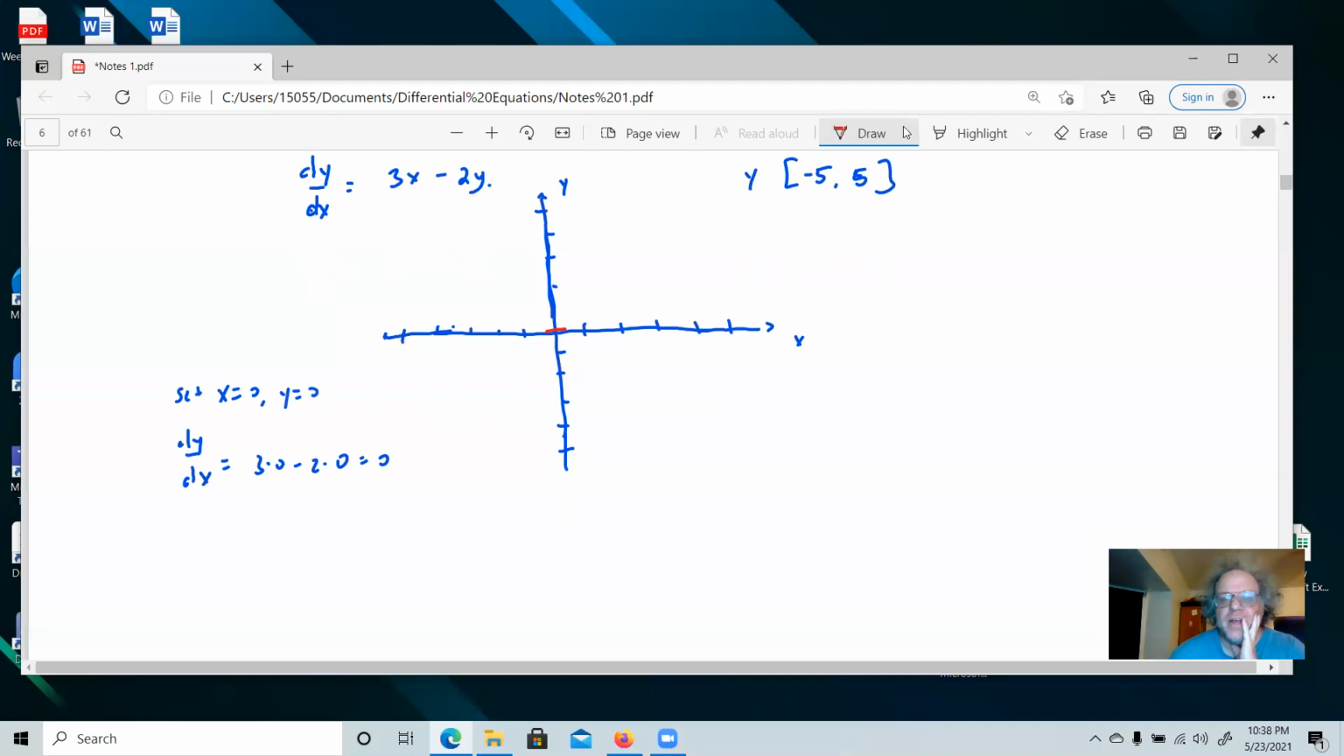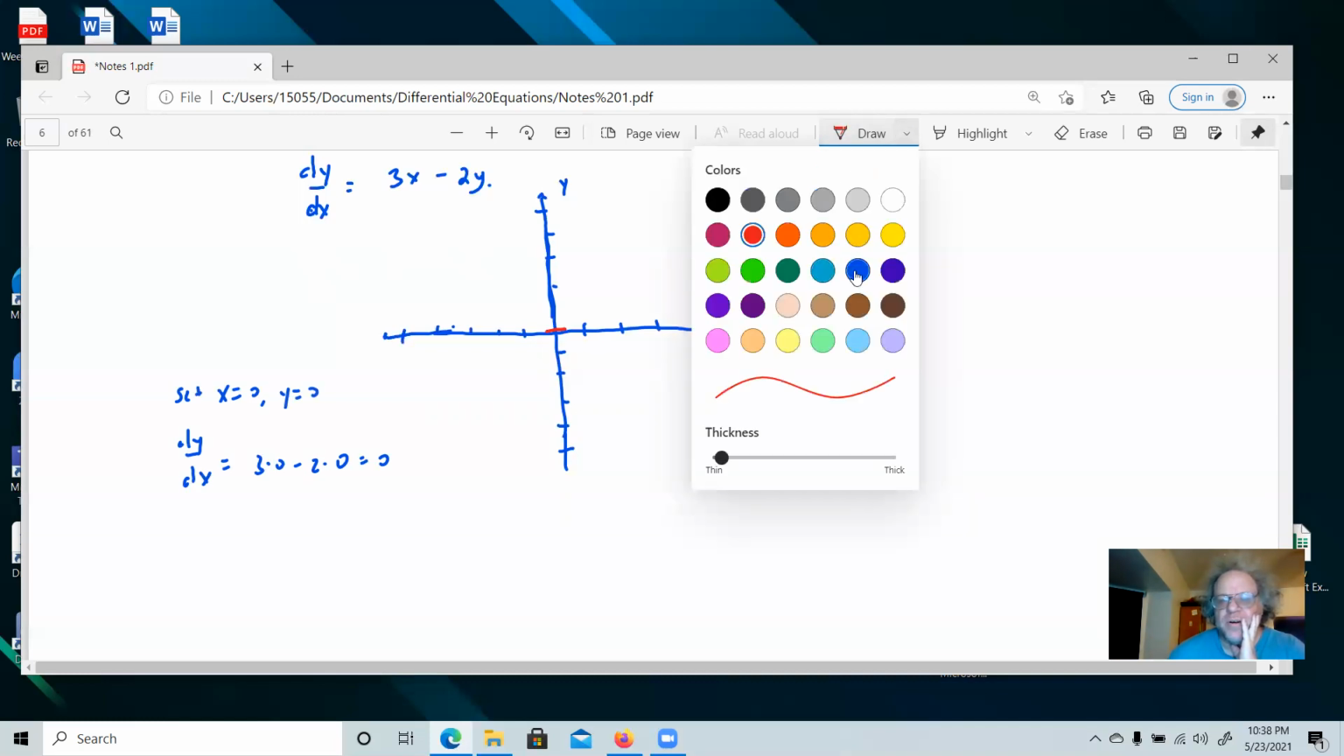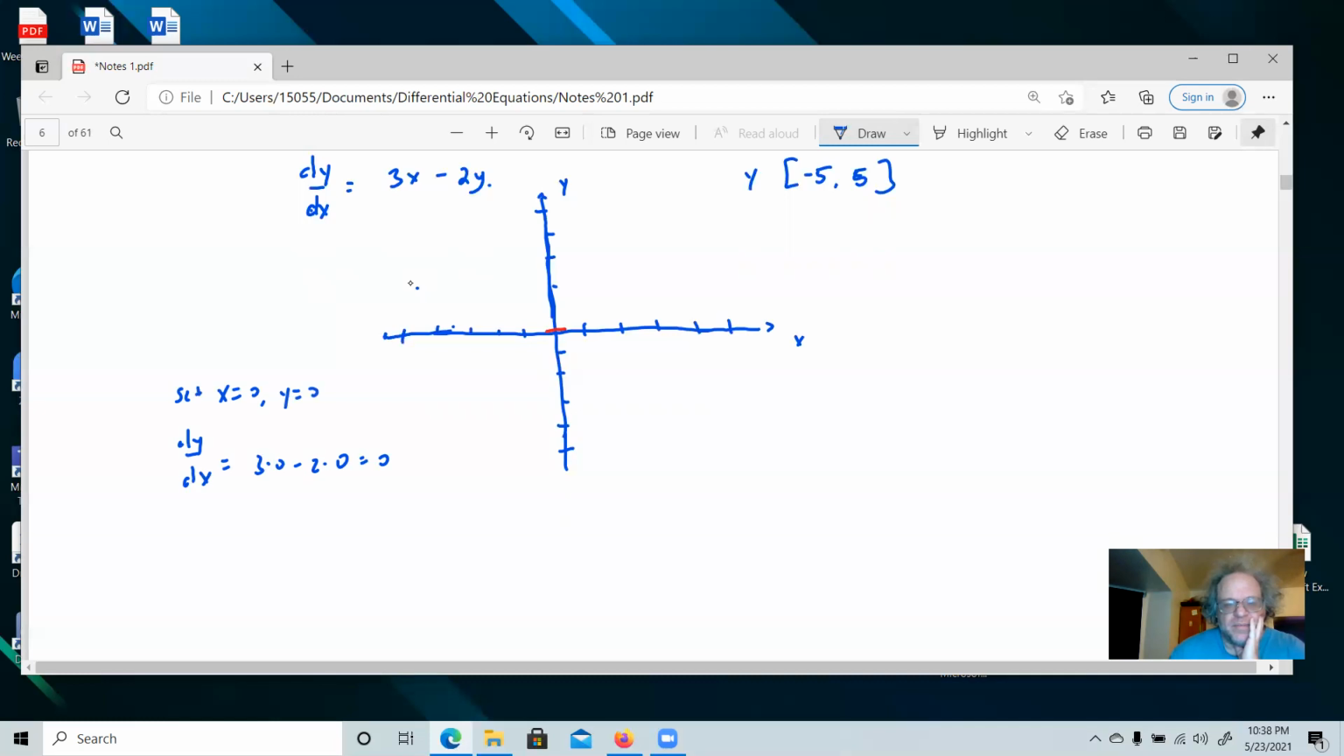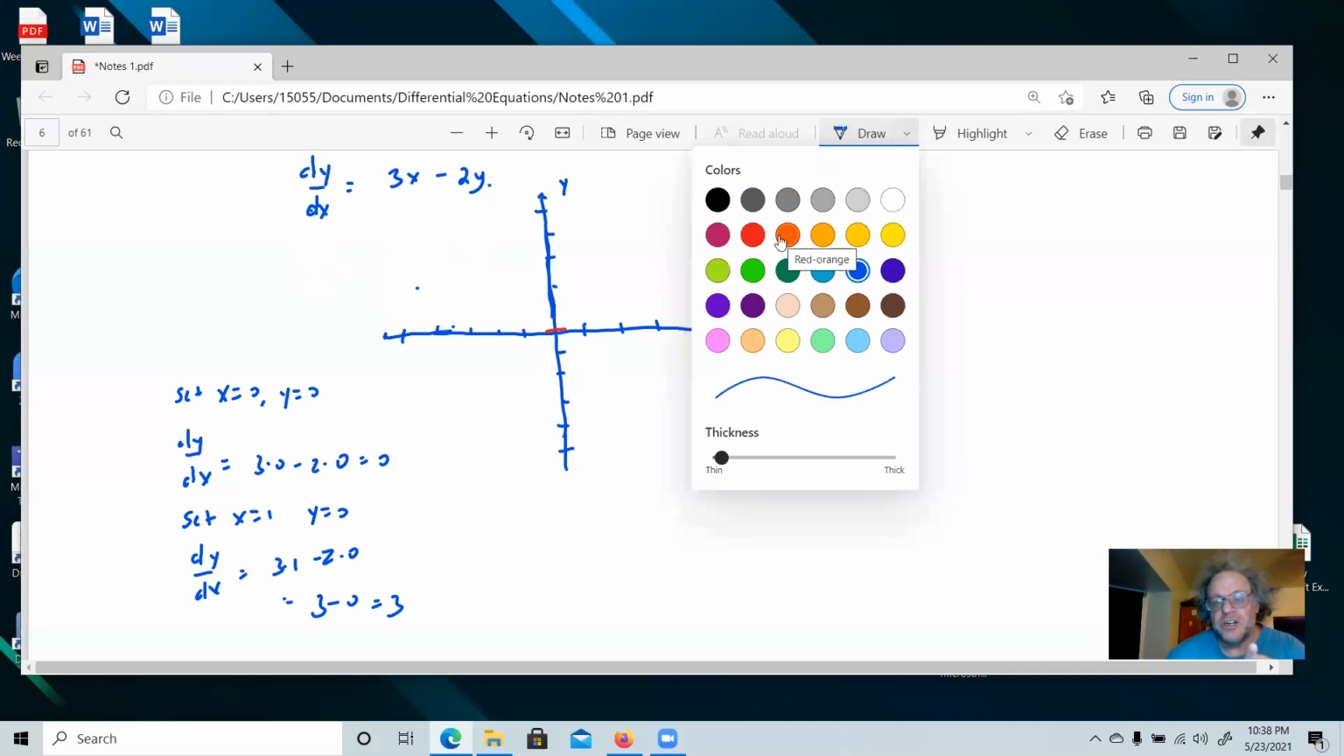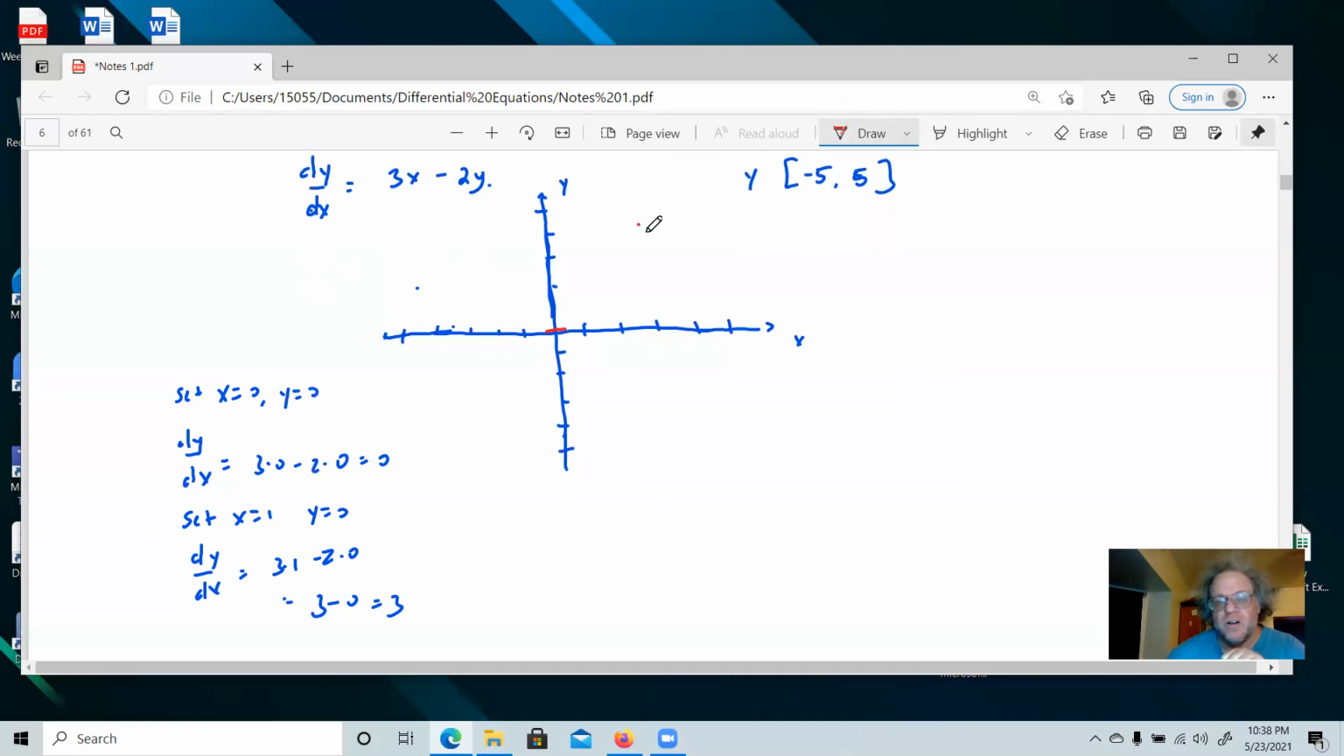Okay. And for the next one, let's go ahead and set x equal to 1 and y equal to 0. And dy/dx is going to be 3 times 1 minus 2 times 0, which is 3 minus 0, which is 3. And we have to remember, this is a slope, okay? So you're going to draw a little line segment here, and you're going to try to approximate a slope of 3. There, okay?